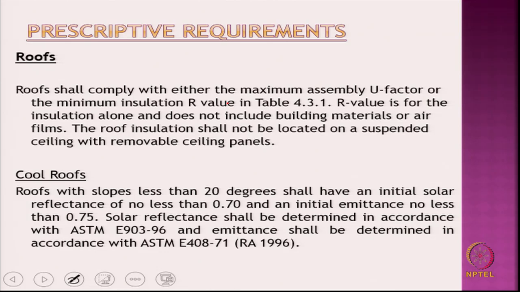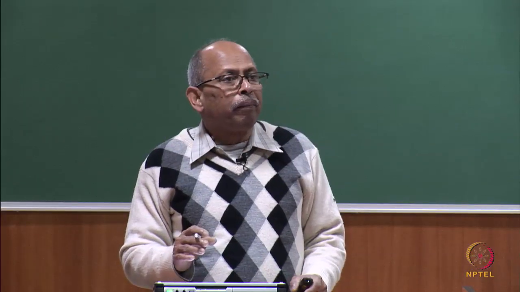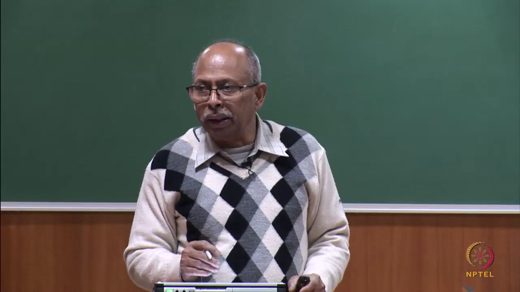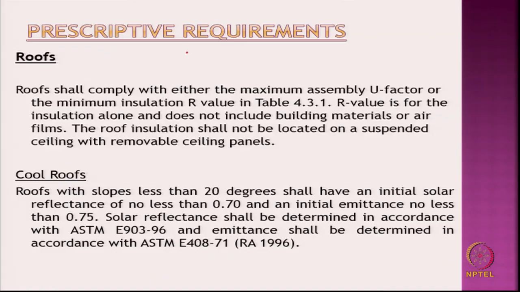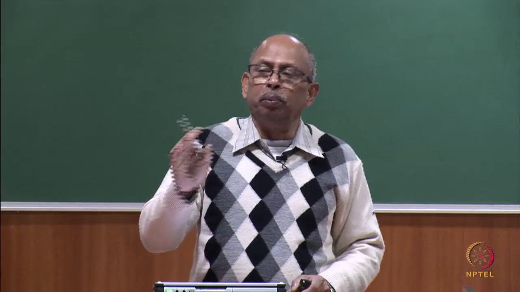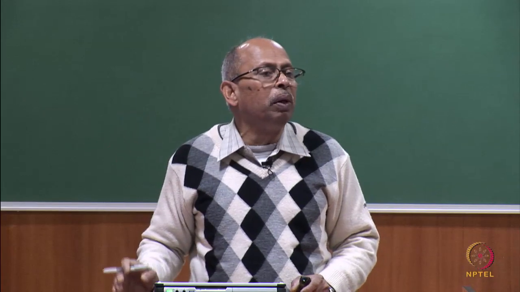So, this code deals with scenarios, actually it tries to look into 3 approaches. One, what we call prescriptive requirement. So, it simply gives you the value, prescribes this should be the insulation value of the wall or roof.